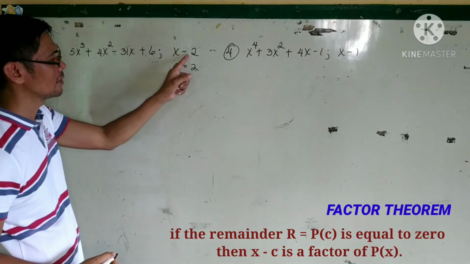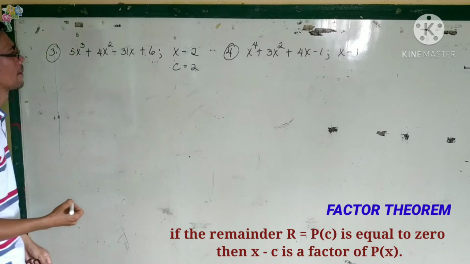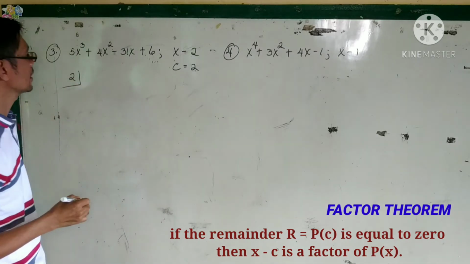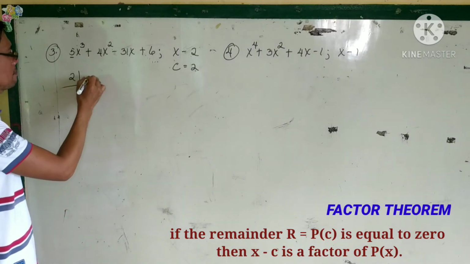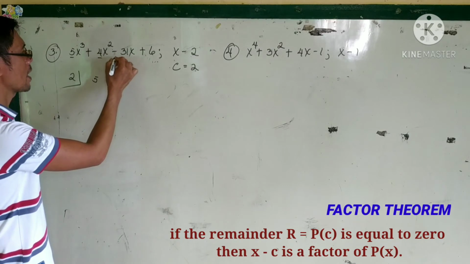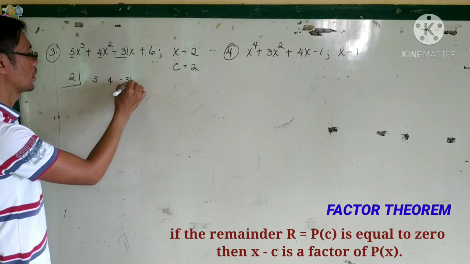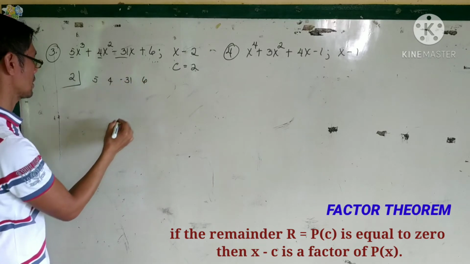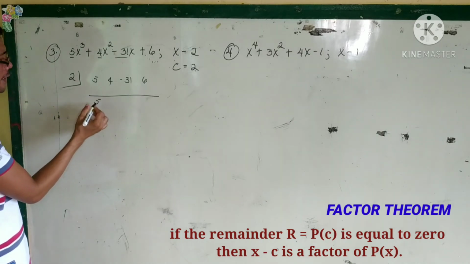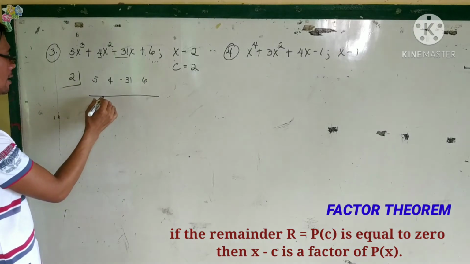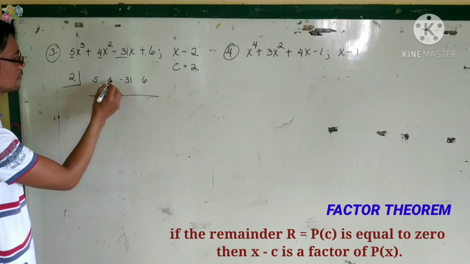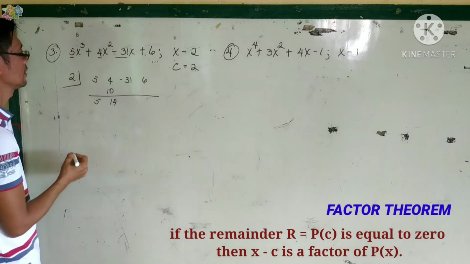So take note, if it is negative there, then our c is positive. So we have 2. Considering now our numerical coefficients, so we have 5. The next is 4. The next we have negative 31. Then the constant term 6. Okay, bring down 5 again. Then multiply. 5 times 2, we have 10. Okay, then add 4 plus 10, 14.